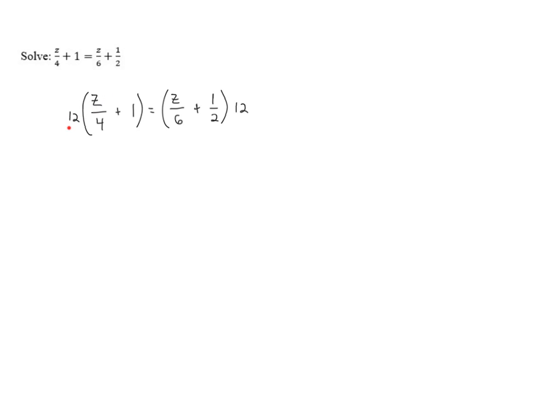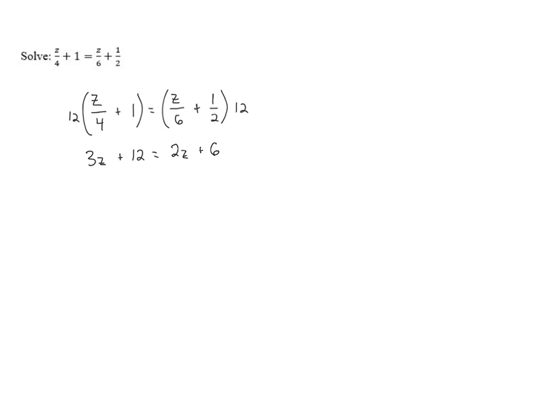12 times z is 12z, and 12z divided by 4 is 3z. Then we have plus 12 times 1 is 12. On the right-hand side, 12 times z is 12z, and if we take 12z and divide it by 6, that gives us 2z, plus 1/2 times 12, or 1/2 of 12, ends up being 6.